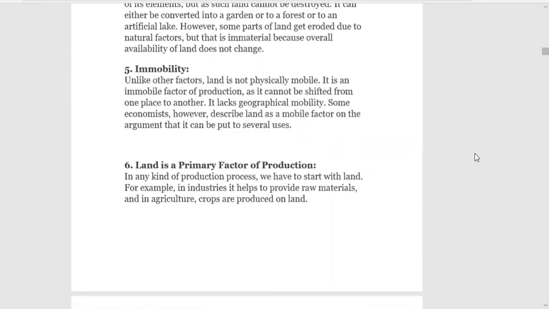Immobility. Immobility means you cannot move. It's not a mobile factor. You cannot move that land. It's fixed. If you want to take this land to some other place as per your requirement and convenience, you cannot do that. It's an immobile factor.